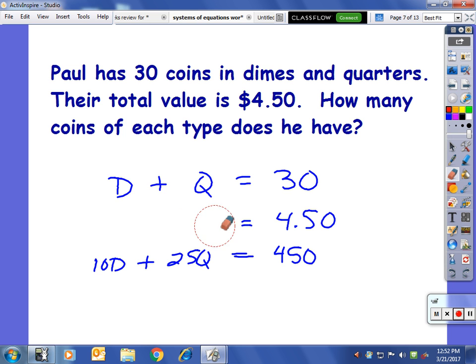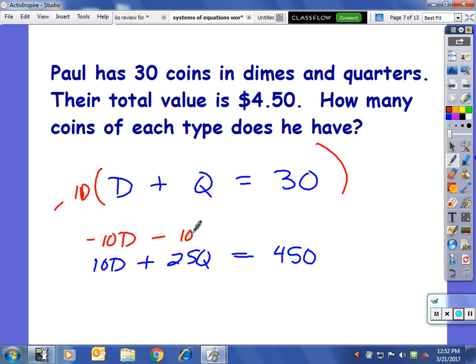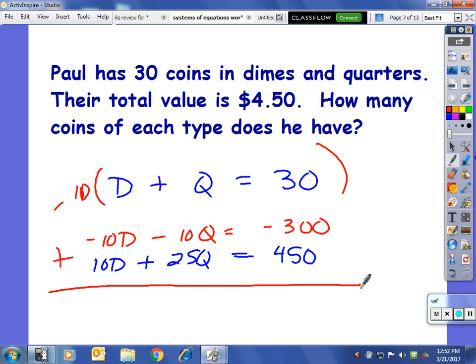I'm going to erase that middle one. To me, this is set up really nicely for the elimination, the addition method. I'd have to rig it a little bit. What would I have to do? Multiply by negative 10 or negative 25, depending on what you want to make cancel. I think negative 10 would probably be easier. That would give me negative 10D minus 10Q equals negative 300. Now when I add them up, the dimes will cancel.